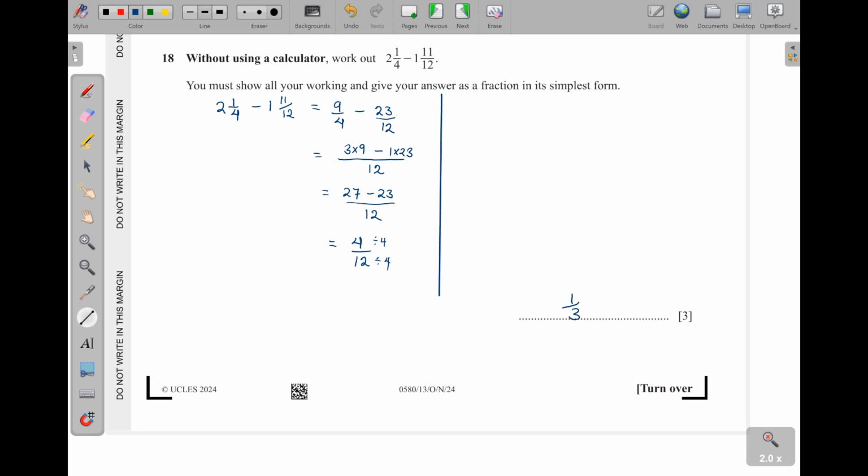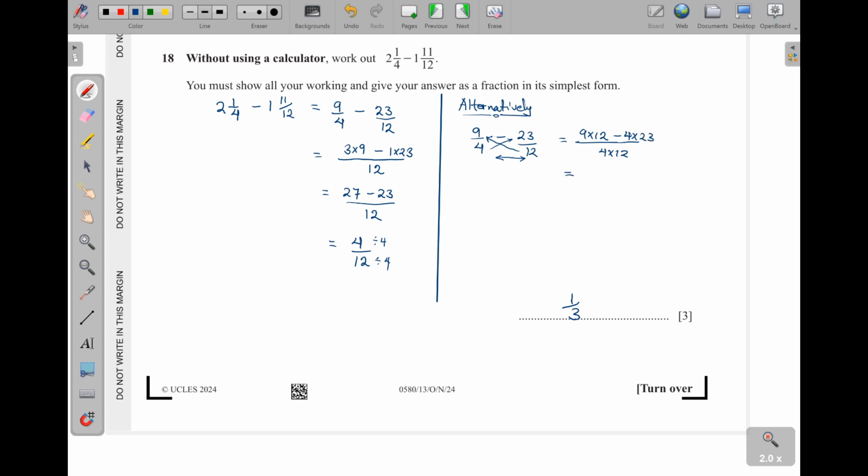Alternatively, if you didn't know how to get the LCM, you could do this. Let me just begin from here: 9 over 4 minus 23 over 12. So use the butterfly method. To get the denominator, you multiply these two denominators, then you multiply this with this, and that with that. So you would have here 4 times 12, then 9 times 12, and then 4 times 23.